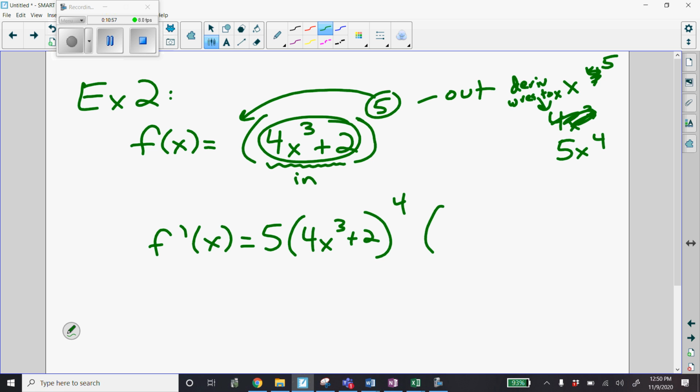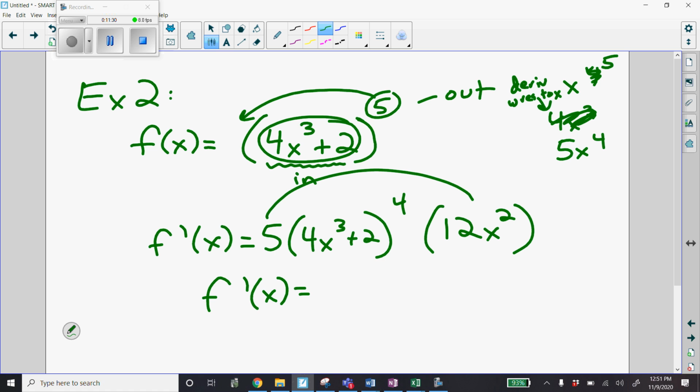And then I just have to multiply by the derivative of the inner function. Well, the derivative inside there would be 12x squared. The plus 2 goes away when I do the derivative. So there I have an answer of 5 times the quantity 4x cubed plus 2 to the fourth times 12x squared. Again, that's the correct answer. If it was a free response, you could simply circle that. On multiple choice, this would show up as f prime of x equals, I would multiply these two terms together and put them out front. 5 times 12 is 60. So we'd have 60x squared times the quantity 4x cubed plus 2 to the fourth.